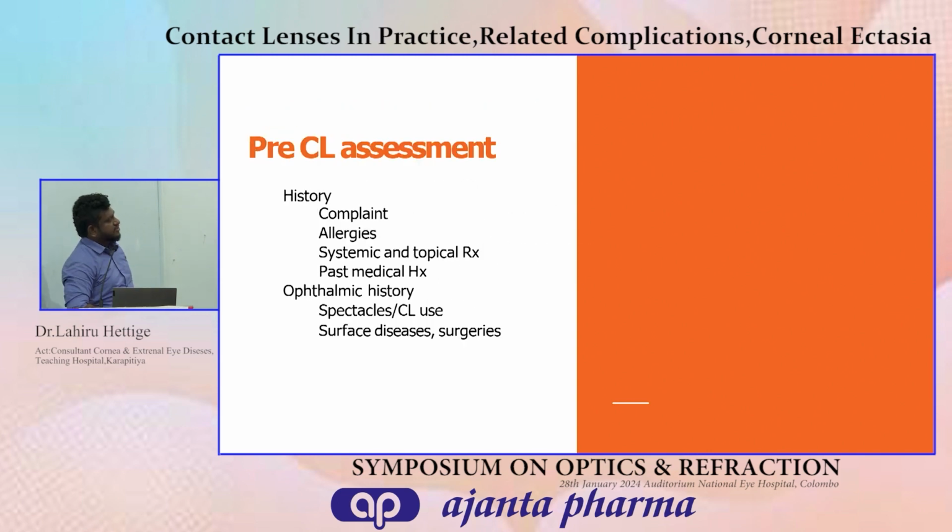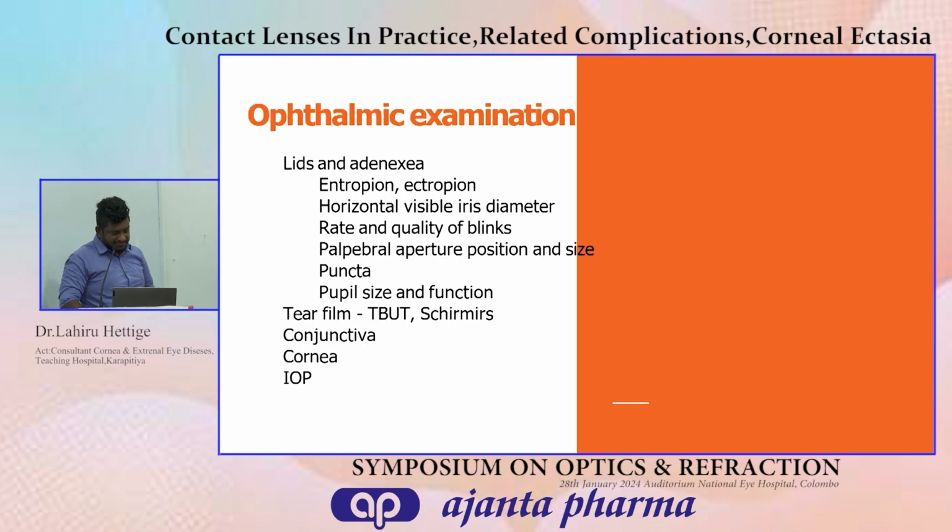This is quite important: contact lens assessment. So how do you select a patient, and how do you assess a patient when you are planning to put a contact lens on him? One thing is history. So we have to listen to the major complaint, and if there are any concurrent allergies, and systemic and topical treatment, and past medical histories of importance. And ophthalmic history, spectacles, and any surgeries and surface diseases.